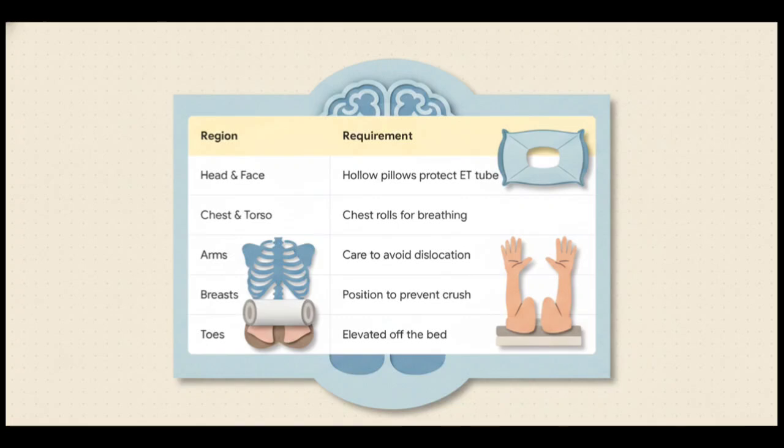We also have to ensure the careful physical positioning of female breasts and male genitalia to prevent any awful crush injuries. The arms are usually placed up by the side of the head using reversed arm boards, and that requires extreme care to avoid dislocating the shoulder. Finally, moving down to the feet, pads have to be placed under the shins to make sure the toes are elevated entirely off the bed.